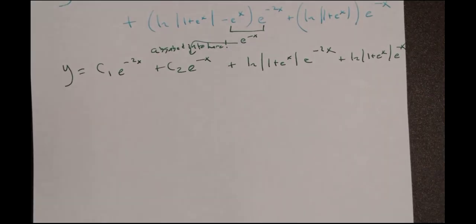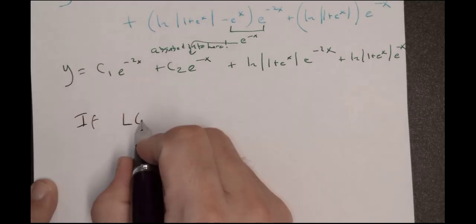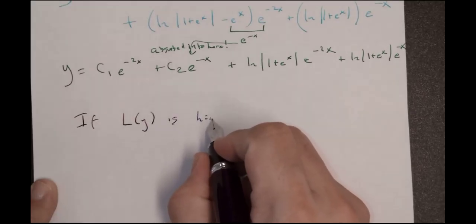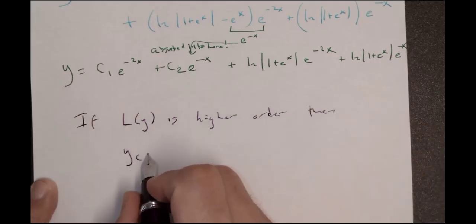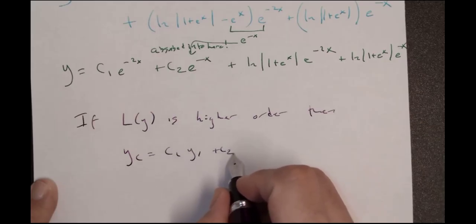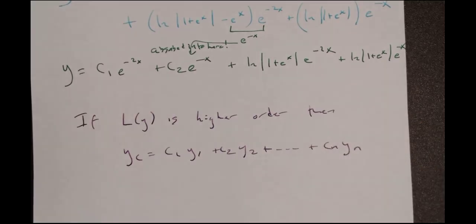It is possible to do this for more than a second order differential equation. If I had a higher order differential equation, then I'm going to have more pieces in my corresponding homogeneous solution, right? And that means my Wronskian is going to get bigger.